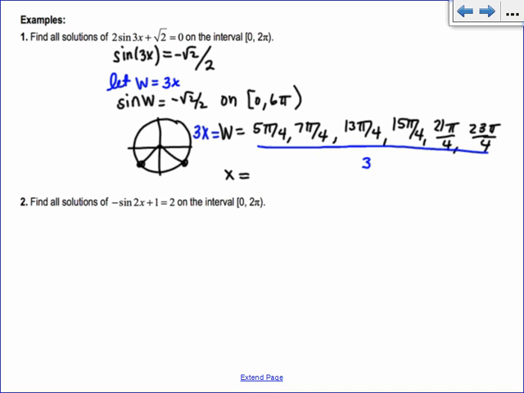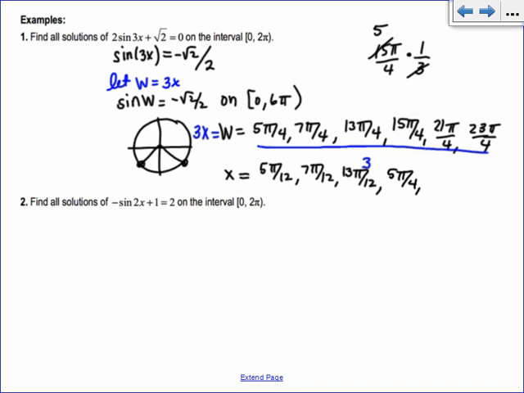So I end up getting x is equal to 5 pi over 12. Dividing by 3 is the same as multiplying by 1/3. 7 pi over 12. 13 pi over 12. What about this next one? 15 pi over 4 times 1/3. What does that become? Yeah, because it becomes 15 over 12, but that reduces. So it's 5 pi over 4, because that reduces down to 5.